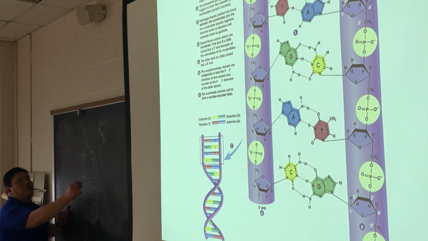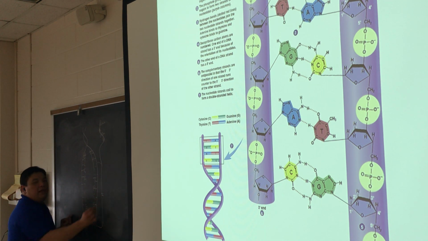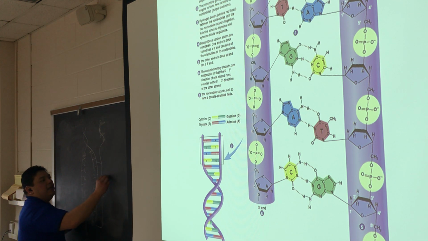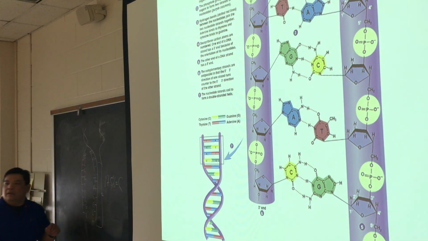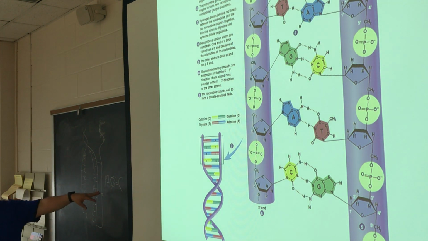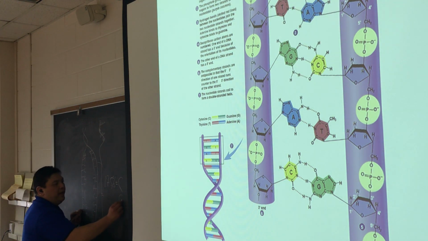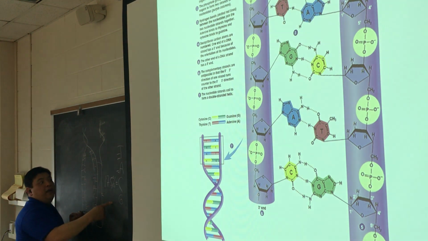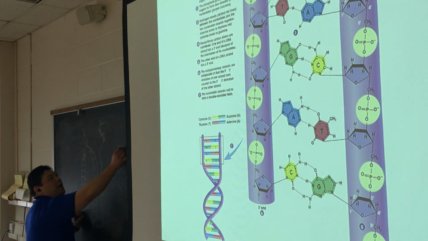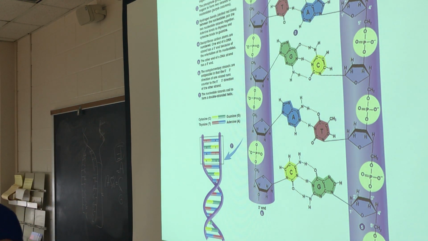If we know in one region, let's say this region right here, I tell you, that region has 17.5% cytosine. By knowing that one number, I should be able to tell how much guanine, how much adenine, and how much thymine. So if I ask you, this region of DNA has 17.5% cytosine. How much thymine do we have? And it's not 17.5%, right?